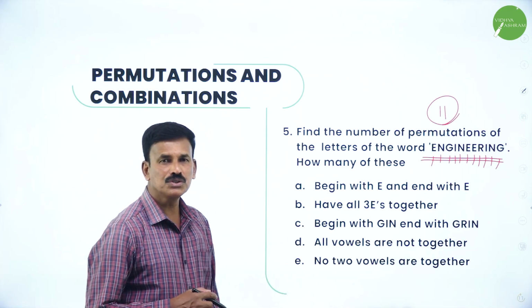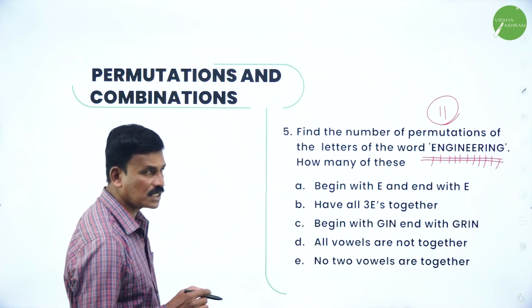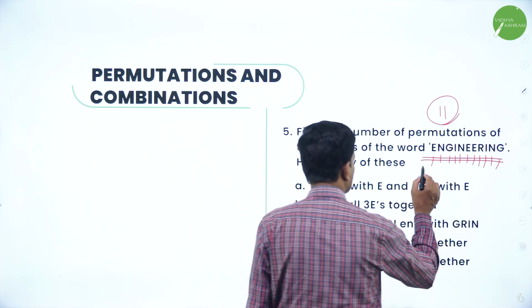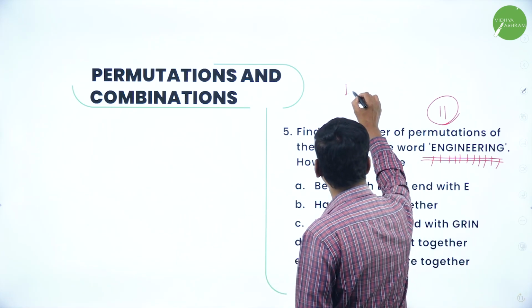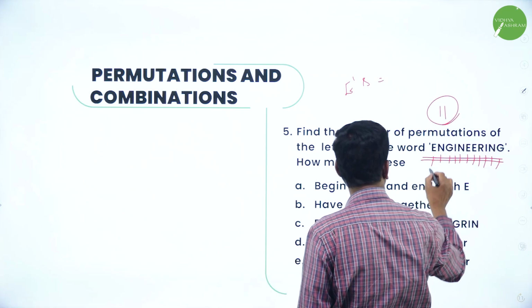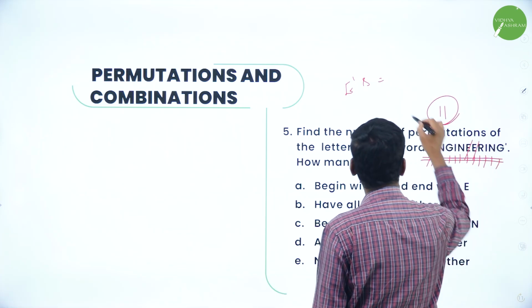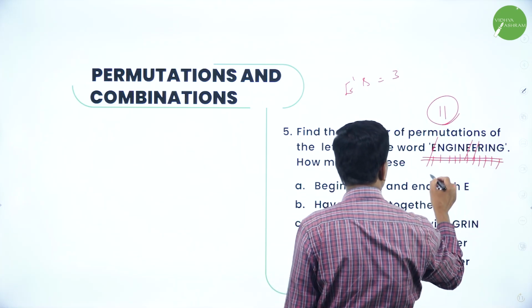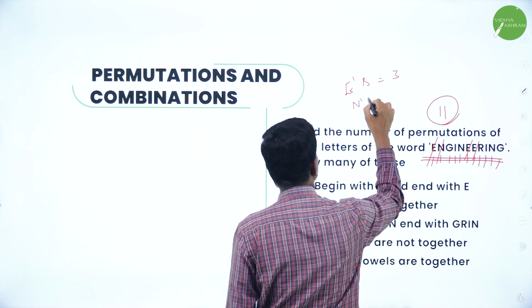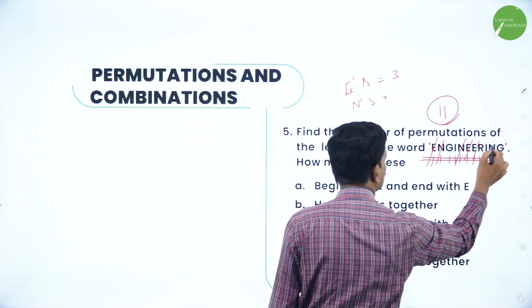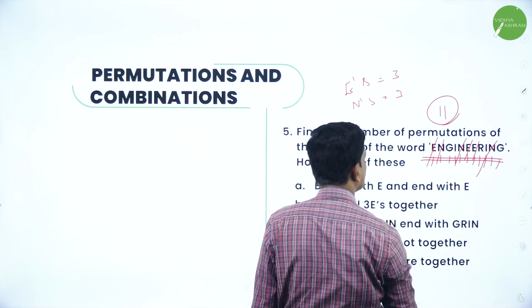Now, just find out how many letters. 7 letters are there. So, same kind. Let us take how many E's are there. How many E's? Here, 1, 2, 3. 3 E's are there. N, how many N's are there? 1, 2 and 3. 3 N's are there.